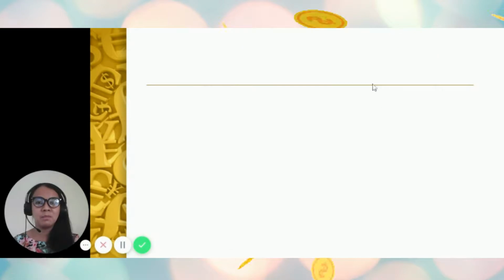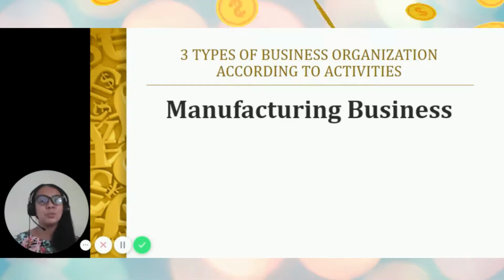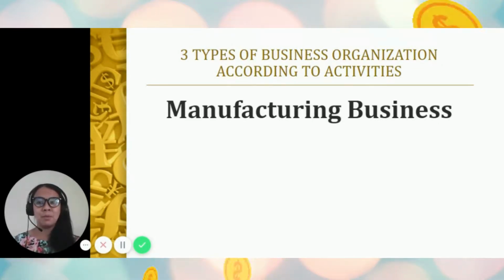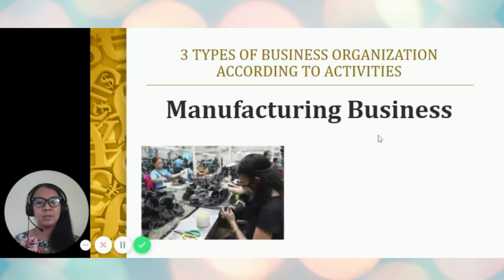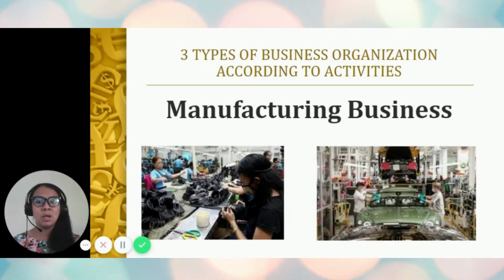The third type of business according to activities is manufacturing business. This type of business buys raw materials and uses them in making a new product, therefore combining raw materials, labor, and expenses into a product for sale later on. Examples of manufacturing businesses would be a shoe factory or shoe manufacturing business, and another one is car manufacturing plants.